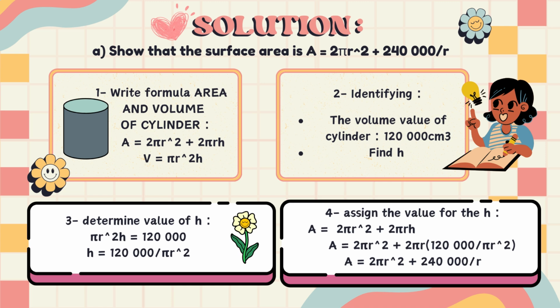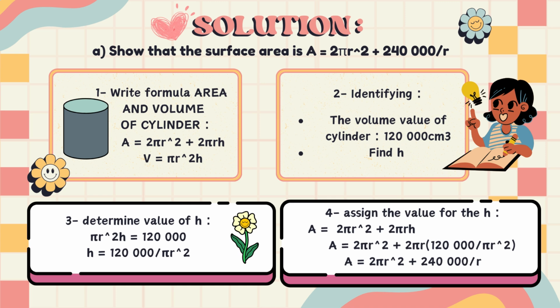Next, step 2 is identifying. We need to read the question and get the given information. The given information that we got is that the volume of the cylinder is 120,000 cm³ and we need to find the h value. Move to step 3. We need to determine the value of h. For this solution, we can use the volume formula, since we know the value of the volume, and from that we can get the h value.